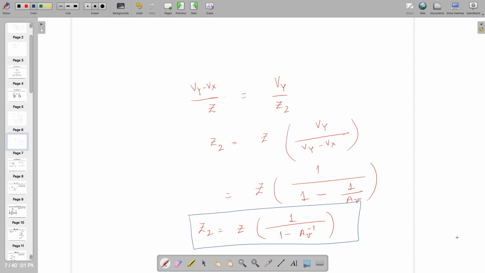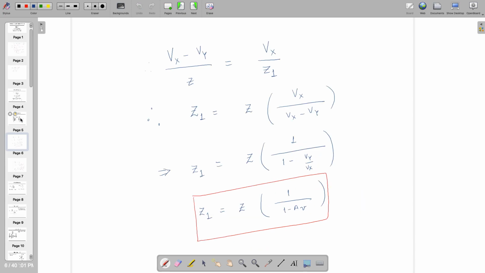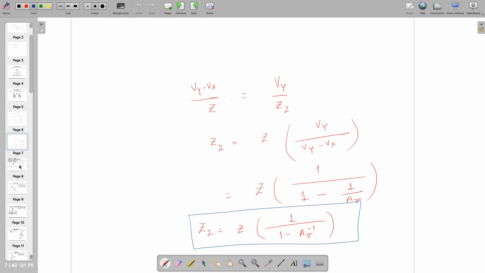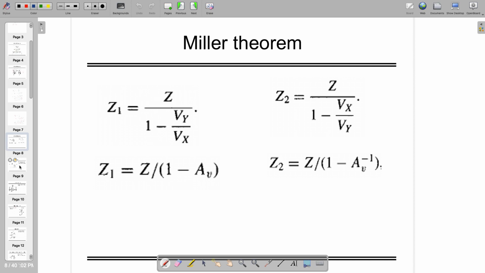So you can keep these two equations in your mind, that Z1 is nothing but Z times 1 by 1 minus AV, and here it's 1 minus 1 by AV inverse, right? By the way, before starting this lecture, I should have told that all these calculations, the analysis and the understanding have originated from a book by Behzad Razavi, the blue colored book, CMOS Analog IC Design, chapter number 6.